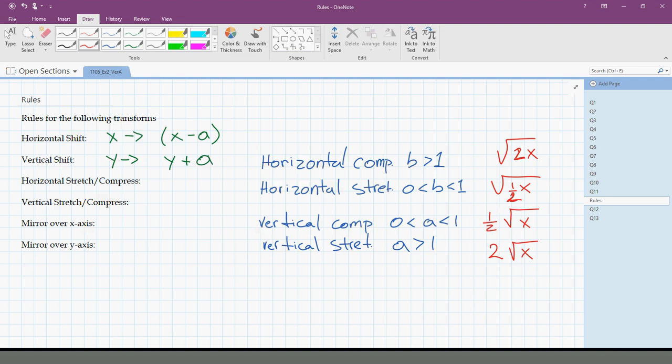And mirror over y has to be changed to negative y, and mirror over the y. Let me give you a measure here.